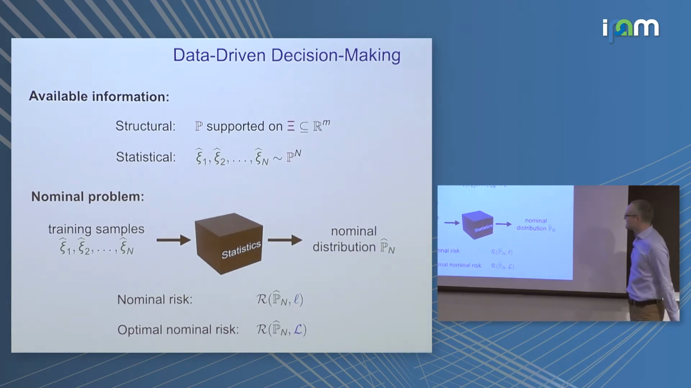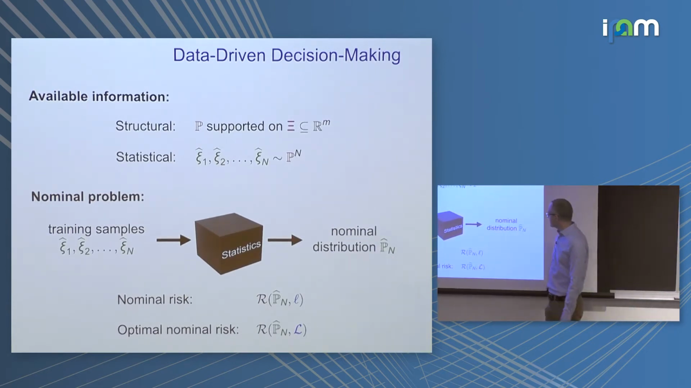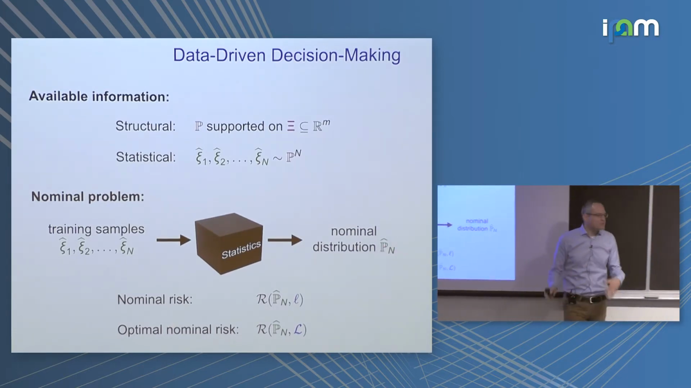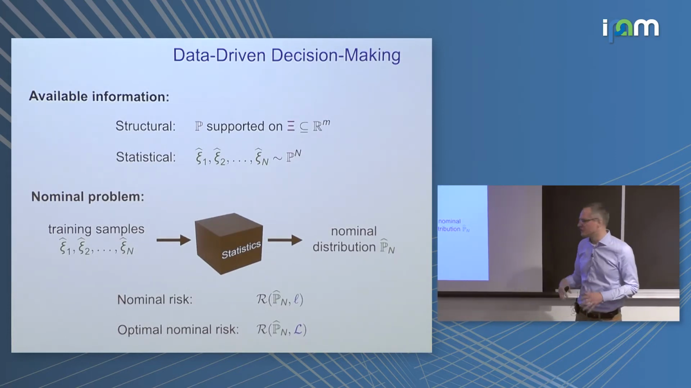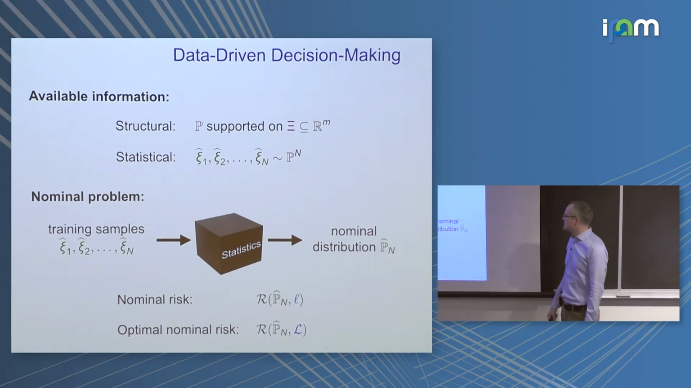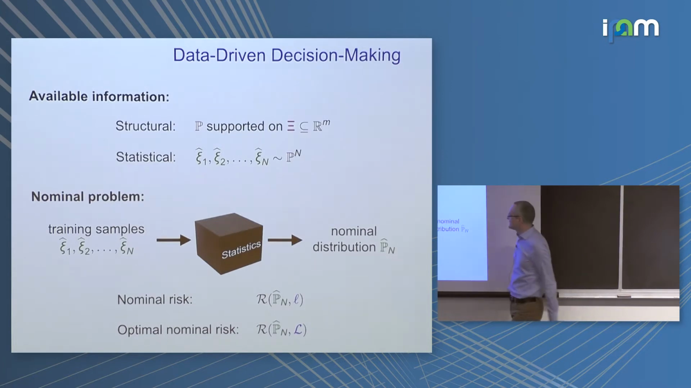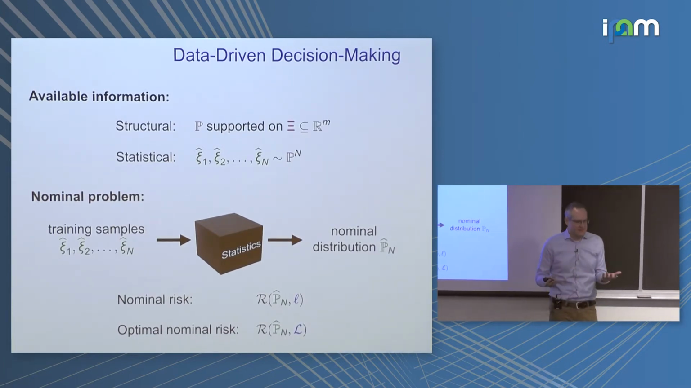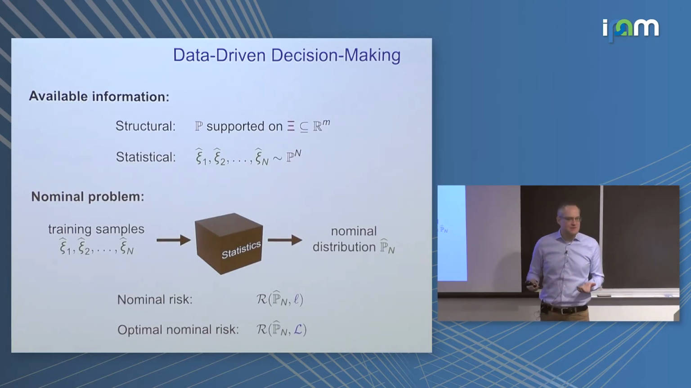Now, in this setting, it would be quite natural to use the training samples to estimate the distribution P hat, which I call the nominal distribution. And now we could just replace the unknown true distribution with this nominal distribution, and we could then formulate the nominal risk and the optimal nominal risk. And these would be quantities that, at least in principle, are accessible because they're constructed from observable data, unlike their true counterparts.